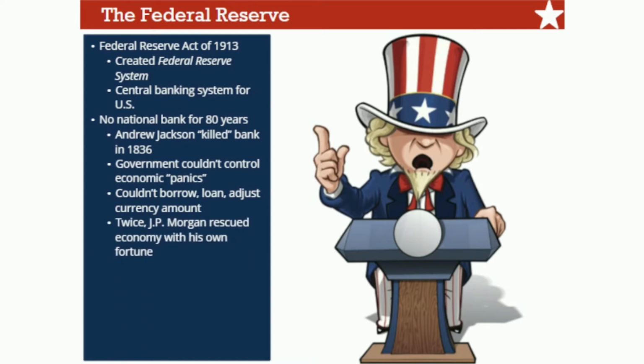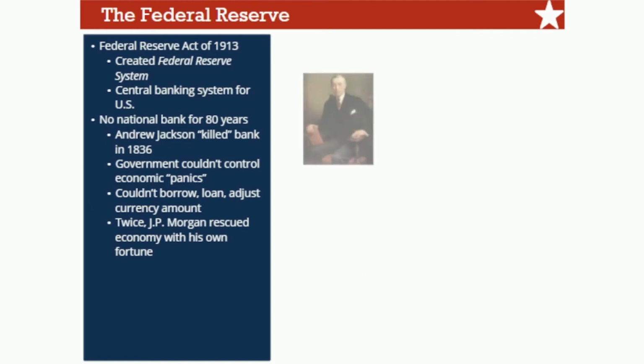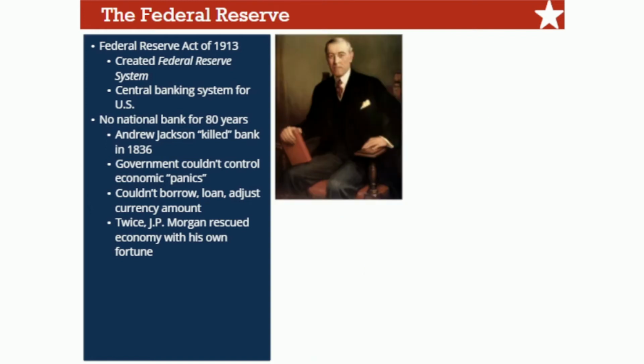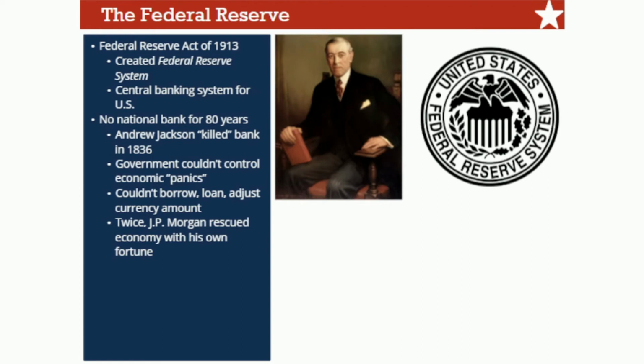Twice, during the Panic of 1893 and the Panic of 1907, a wealthy private citizen, J.P. Morgan, needed to step in to rescue the economy with his own personal fortune. Progressives like President Wilson thought this was a foolish and backward way for a wealthy nation like the United States to operate. The Federal Reserve System was their solution.